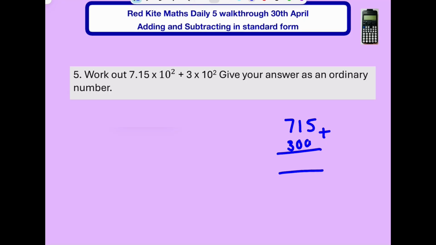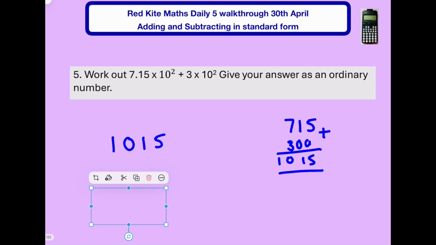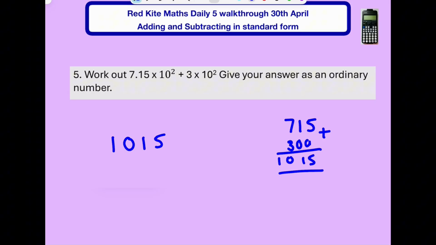And if we added all of that together, we'd get 1015, which is actually, when I worked it out on the calculator, the same as what I've got there. We have to give it as an ordinary number, and we're done. We don't have to convert to standard form, so we're done.